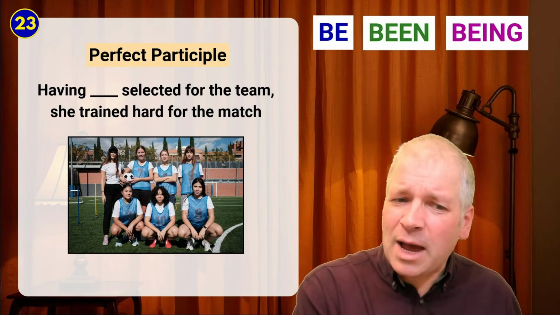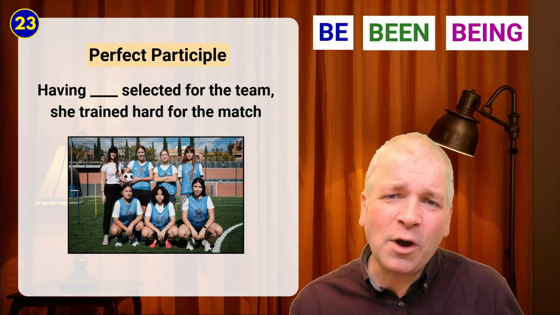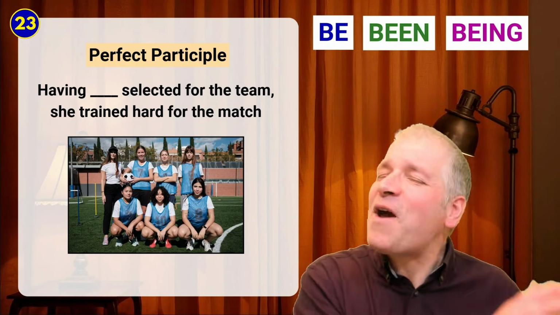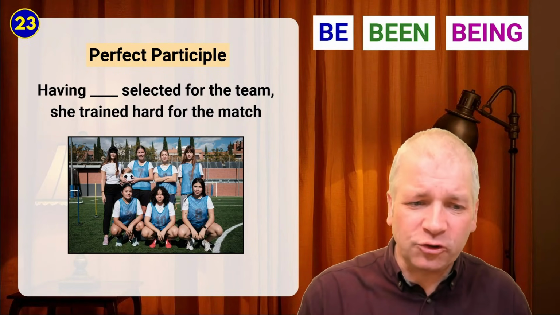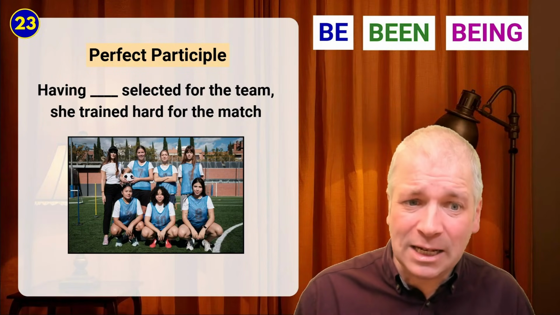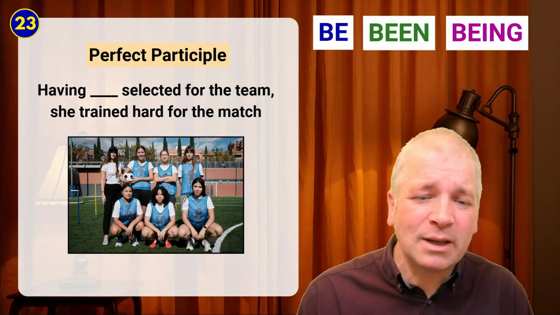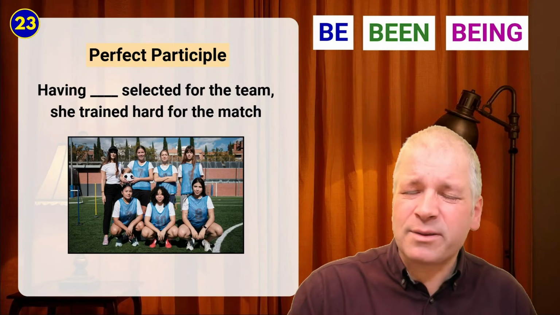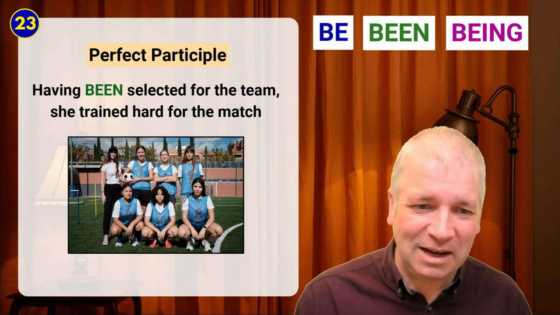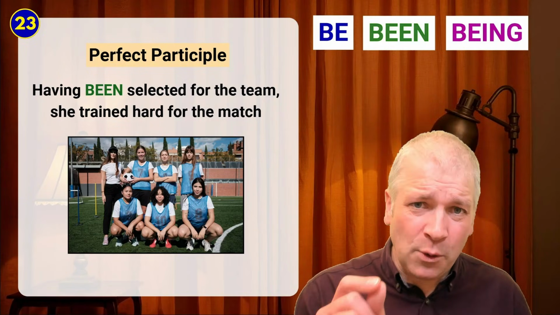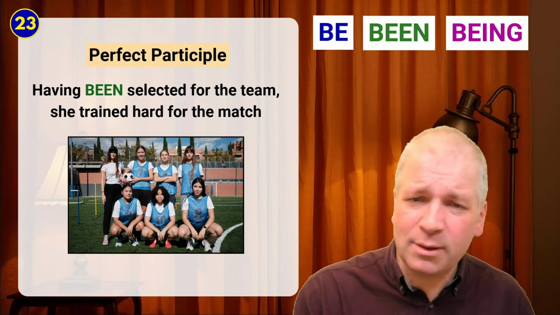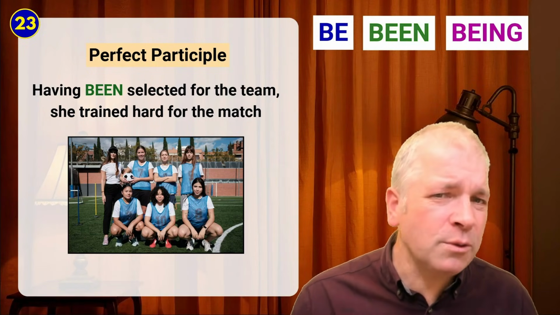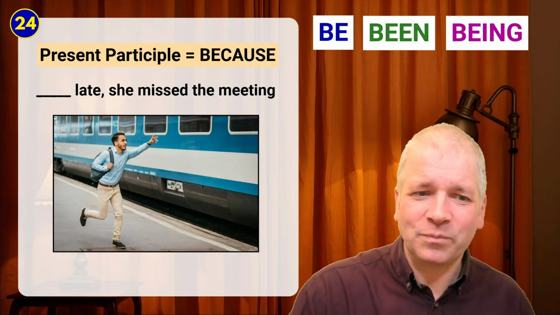When we use having as the present participle, we refer to something before the main clause that affects the main clause. So she trained hard for the match is the main clause. Having something selected for the team, that's something before that affects it. What's the answer here? Having been selected for the team. So if you want to form the perfect participle, then we need to have been if we use the verb to be in any way.